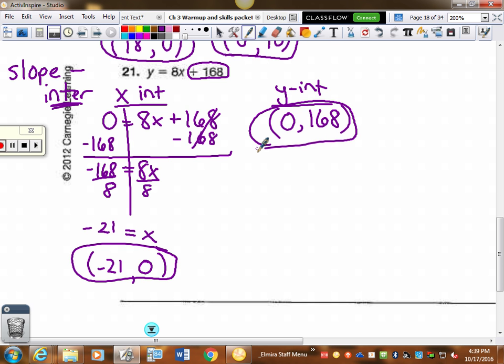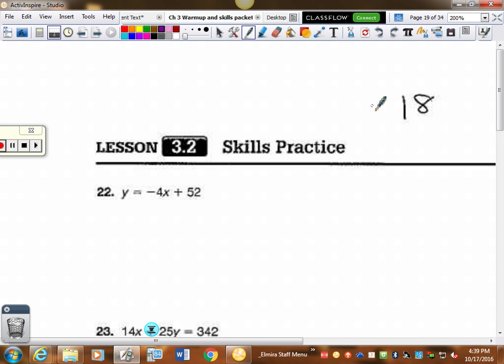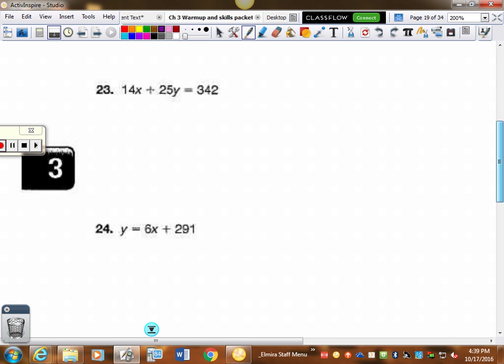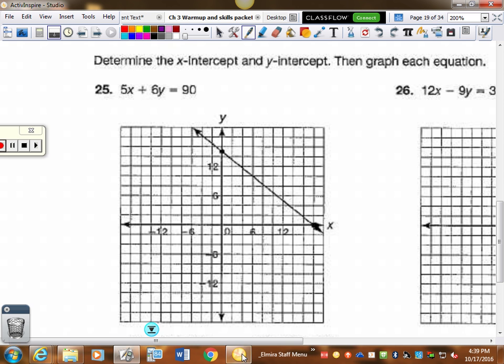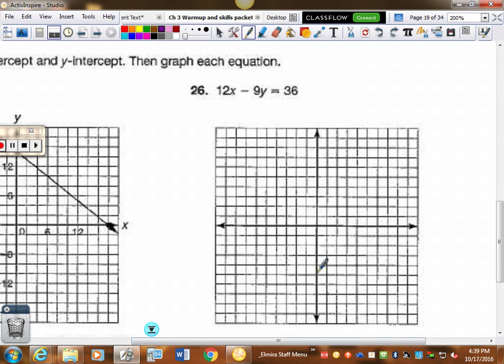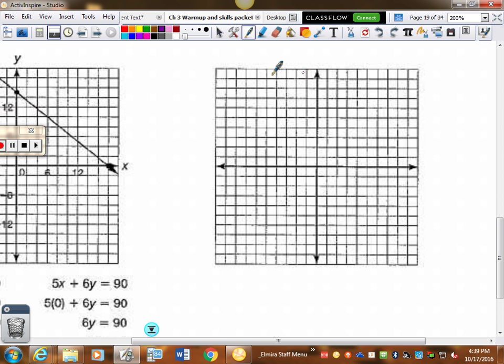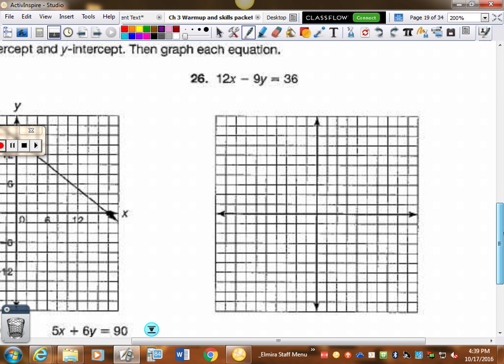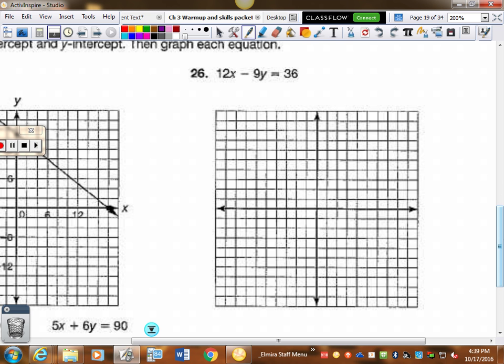Okay, then in the next section, you're doing the exact same thing, except once you find the intercepts, you're going to plot them on the graph. Now, sometimes you might have to choose how you're going to number your graph. You might not be able to number graphs by ones. Okay, and just be careful how you number things.